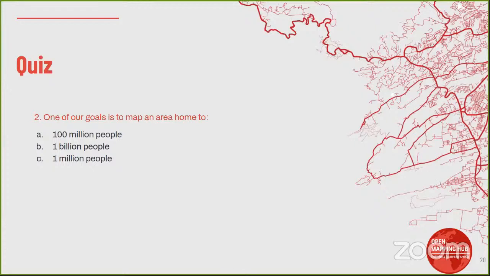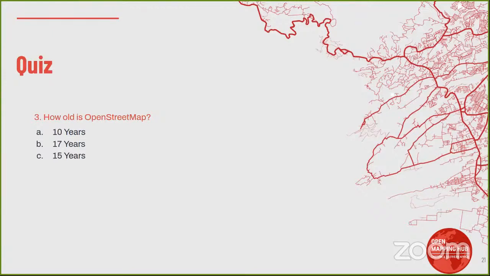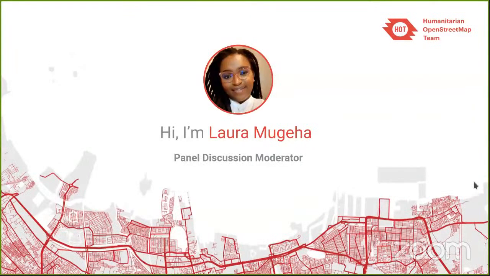So the last one: OpenStreetMap celebrated its birthday recently. How old is OpenStreetMap now? Looks like we have only diehard OpenStreetMap people in the room. All the answers are correct. The correct answer is 17 years. OpenStreetMap has made 17 years, and we are really glad to be part of this journey. Okay, that's the end of the poll. So next, over to you, Laura.